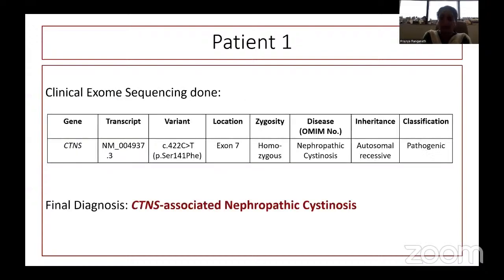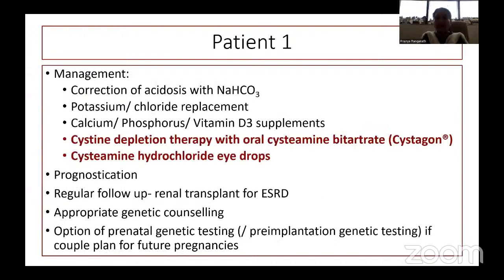So in this child, clinical exome sequencing was done and we found a pathogenic variant in the CTNS gene. So the diagnosis was CTNS associated nephropathic cystinosis. And now that we have the diagnosis established, we can do the appropriate management, in addition to the general supportive care of correction of acidosis, potassium chloride replacement, calcium, phosphorus, vitamin D3 supplements, and other supportive care. The good thing is that we have a disease-specific therapy available in the form of cysteine depletion therapy with oral cysteamine bitartrate, which is marketed under the trade name of Cystagon.